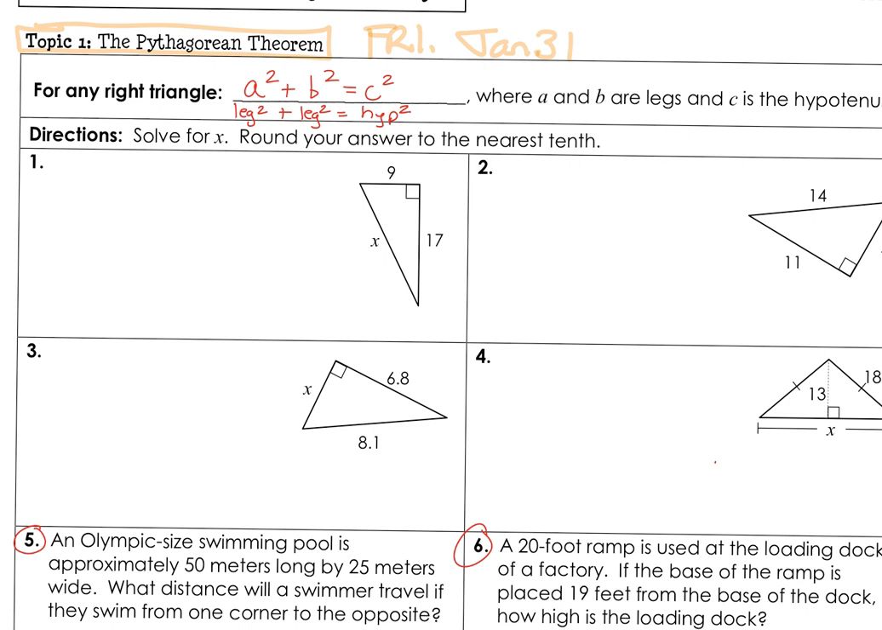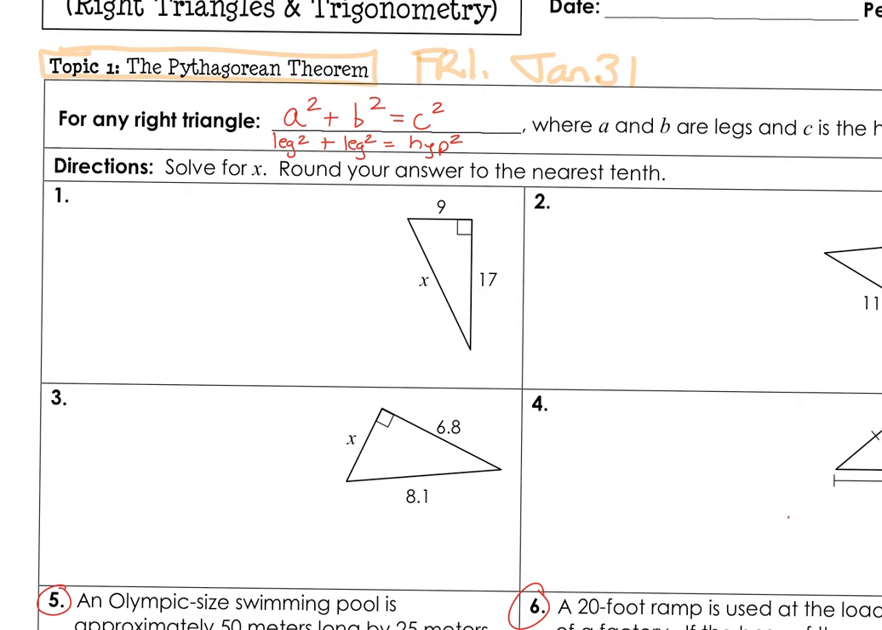Easy. So on that first one, again, as you're setting them up, and by the way, for these, we should show some work. 9 squared plus 17 squared equals x squared.